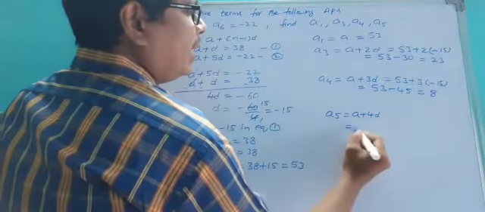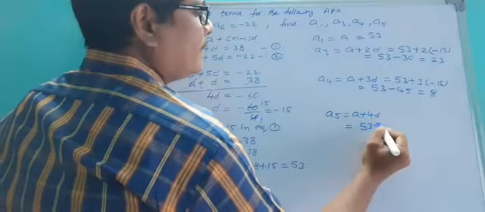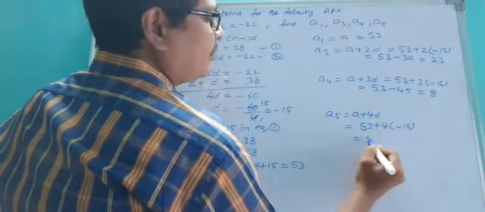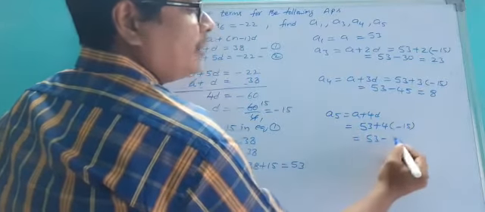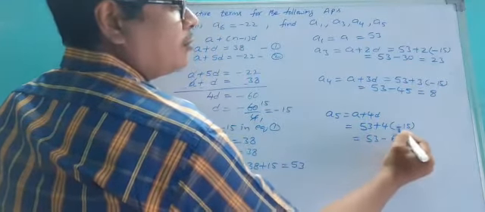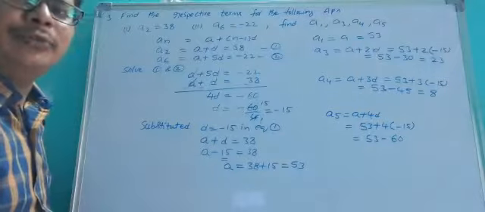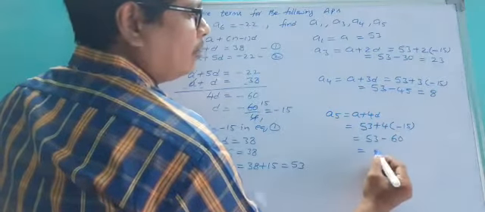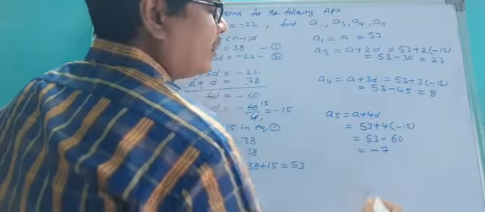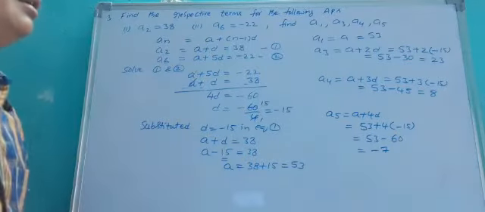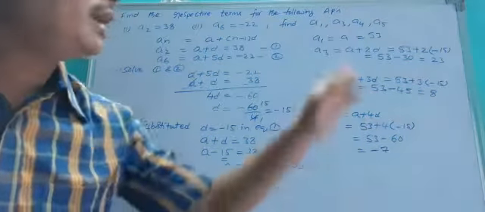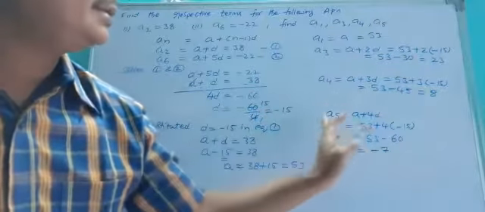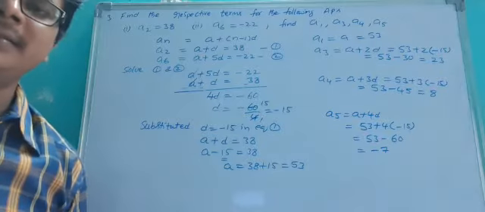And A5: A is 53 plus 4 into D, minus 15. So 53 minus 60, since 4 fifteens are 60. A positive quantity into a negative quantity gives a negative quantity. So 53 minus 60 equals minus 7. So we have found the values: A1 is 53, A3 is 23, A4 is 8 and A5 equals minus 7.